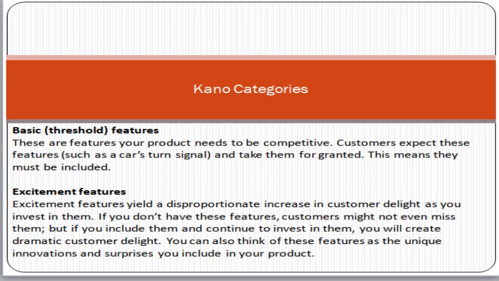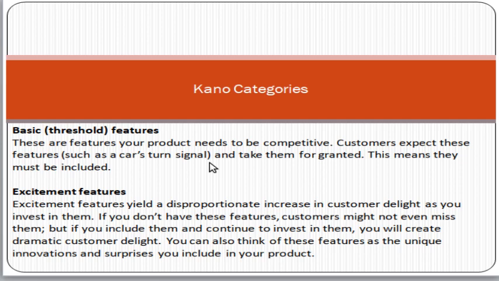The main categories of the Kano model are, first of all, the basic features. Now, what does it mean by basic features? Basic features are the features your product needs to be competitive. Customers expect these features, such as a car turn signal, and take them for granted. This means they must be included.